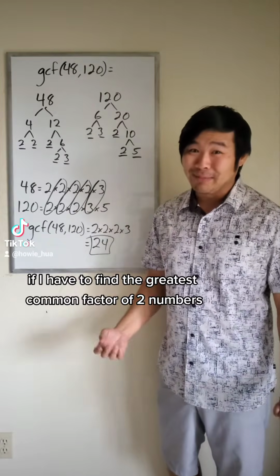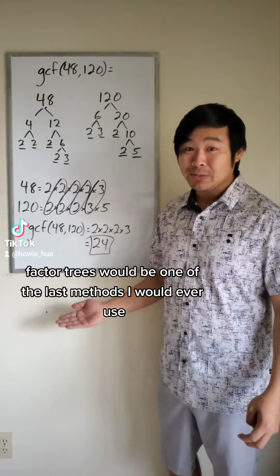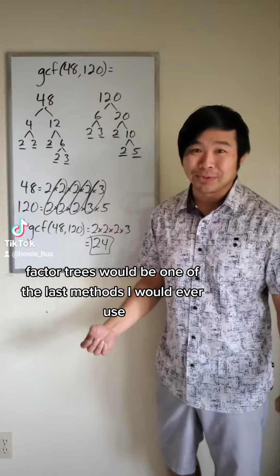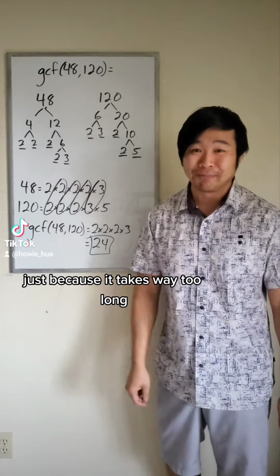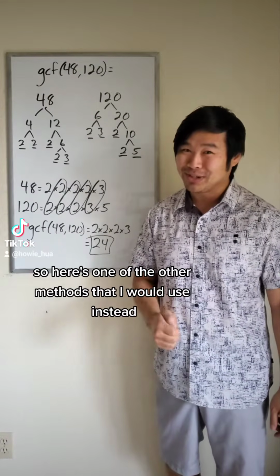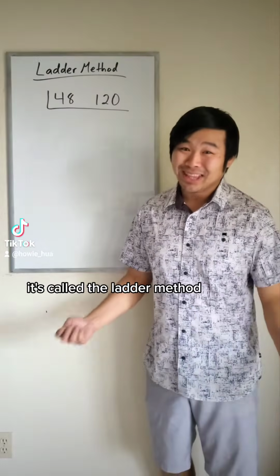If I had to find the greatest common factor of two numbers, factor trees would be one of the last methods I would ever use, just because it takes way too long. So here's one of the other methods that I would use instead. It's called the ladder method.